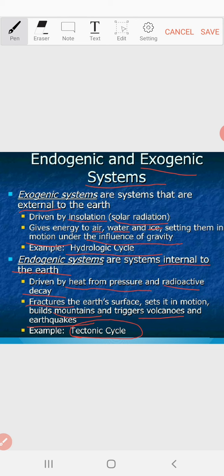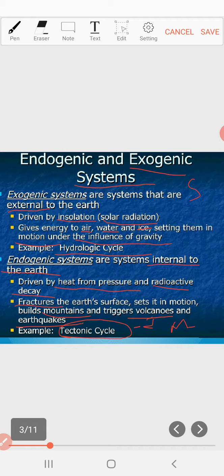Now, one cycle is missed out over here, that is the rock cycle. In the rock cycle, the first rock that is formed, due to the tectonic cycle, is igneous. Another rock that is formed, due to the exogenic system, is sedimentary rock, and metamorphic rock is again due to endogenic forces or system. So, the rock cycle is activating with the combination of both the systems, exogenic and endogenic.